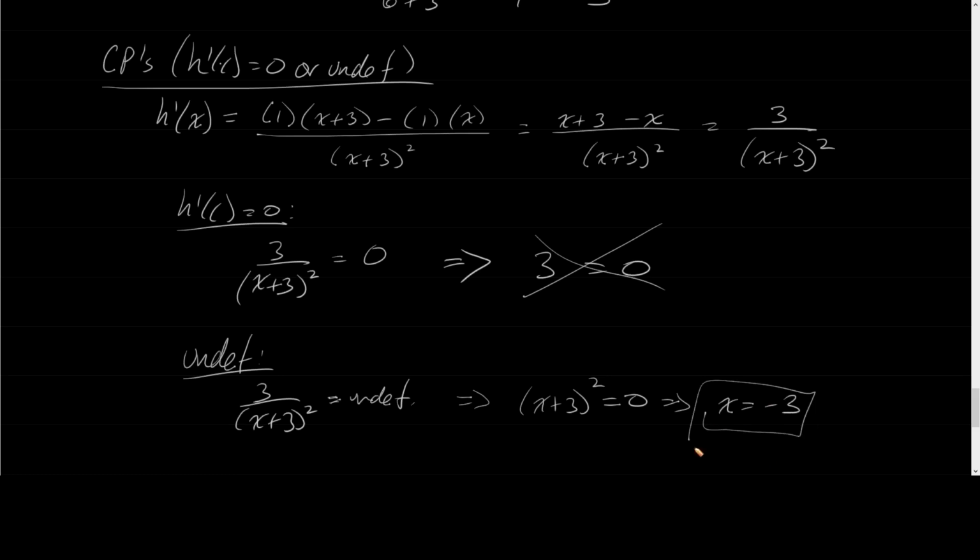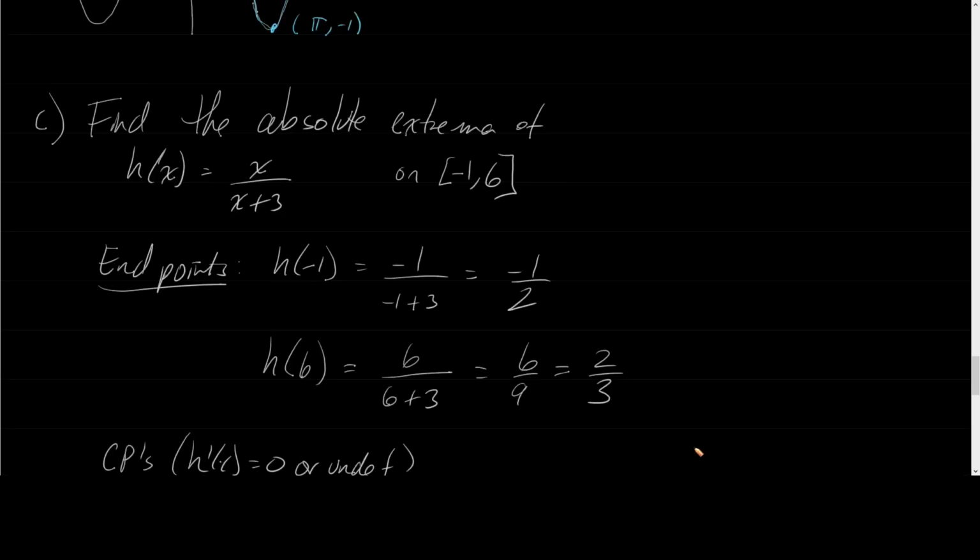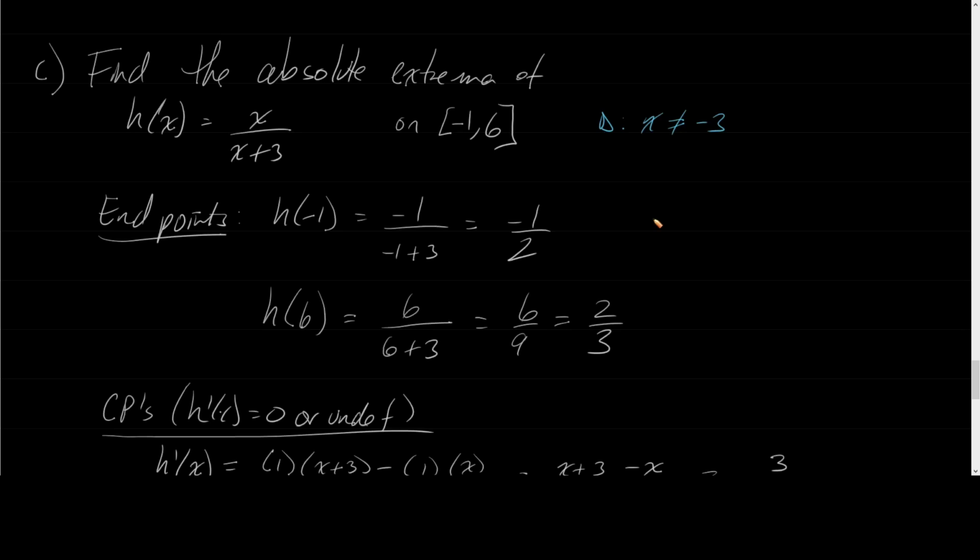However, let's look at this negative 3. Right away, negative 3 is not in the region that we care about. I said we wanted it from negative 1 to 6, so we don't even care about it for this specific problem. But even if I didn't give you that, the domain of this function overall is that x cannot be equal to negative 3, right?